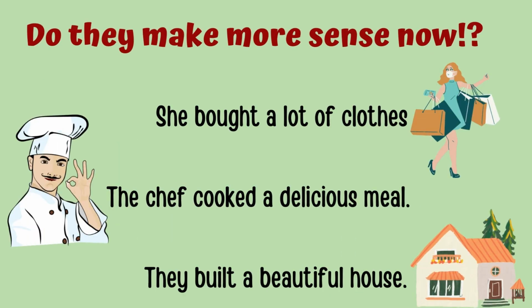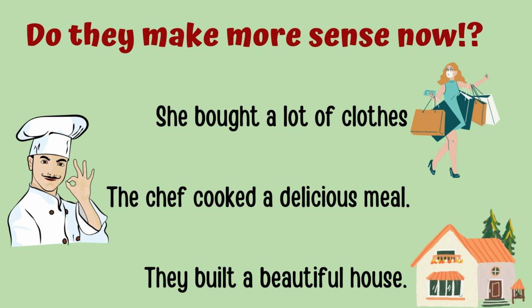Let me just give you an example. I have added objects to these sentences. She bought a lot of clothes. The chef cooked a delicious meal. They built a beautiful house. Okay. If I would just say they built, and I'm not going to actually talk about what thing they built, or the chef cooked what, I need something to make my meaning clear.